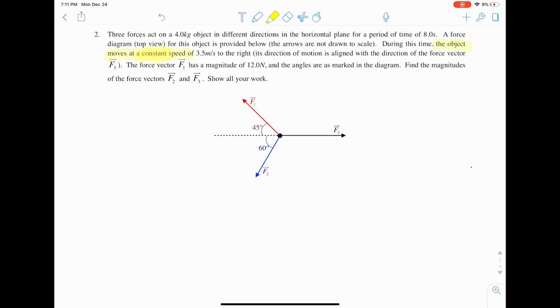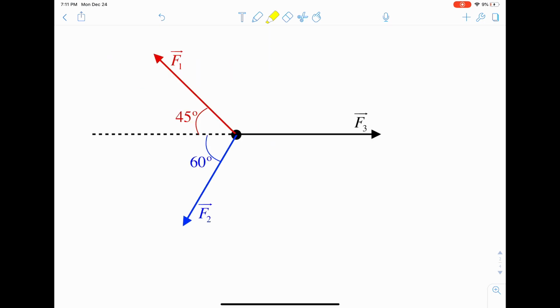All right, so finishing up with the rest of the question, it's asking us to find the magnitudes of F2 and F3, and it gives us the magnitude of F1. What I really like to do is write down all the information that I know. Once I have all the information in front of me, it makes solving the problem a lot easier. The first thing we know is that F1 is 12 newtons.